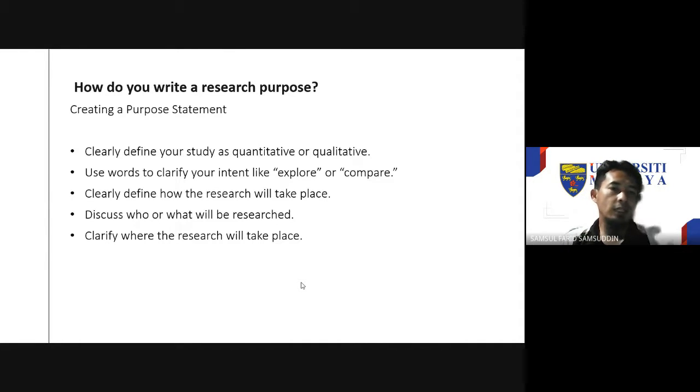Then the last one, clarify where the research will take place. This is mostly about the geographical area lah. Whether it includes or consists of certain places, or maybe certain organizations in a place. So these have to be clarified in your Chapter 1, the introduction part.